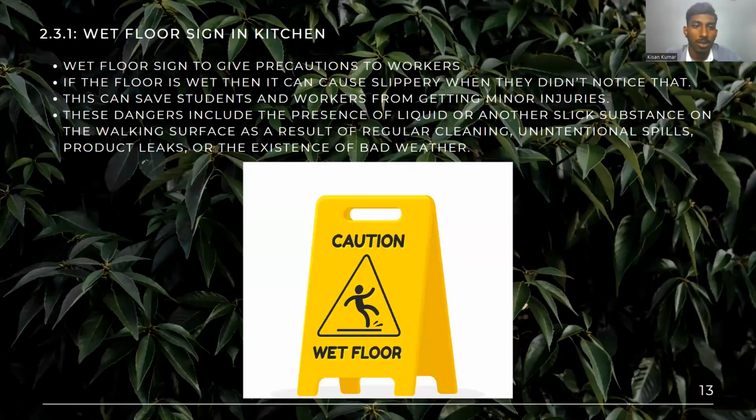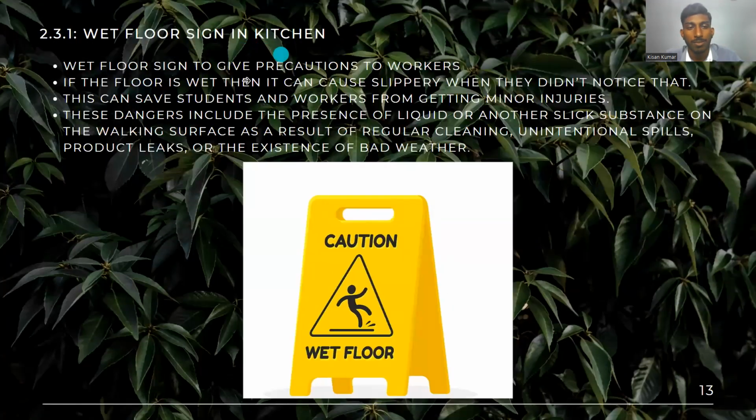The first one we see is the wet floor sign in the kitchen. The wet floor sign gives a precaution to the workers that the floor is wet, and if the floor is wet, it can cause slipping when they don't notice. The appearance of this signboard can save students and workers from getting minor injuries.